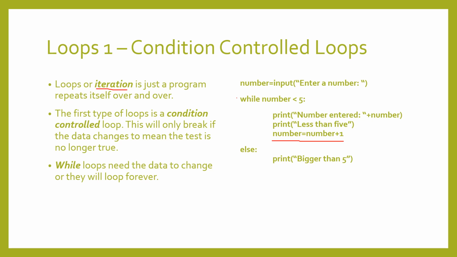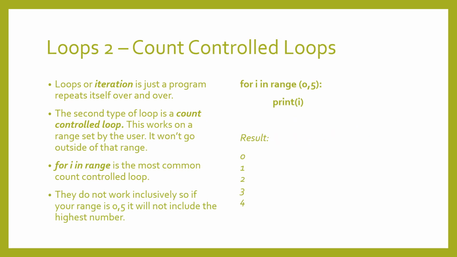As soon as it gets to 5, so as soon as the number becomes 5, it knows to ignore it, all because it's indented, and it moves on to this next part of code that's on the same level as it. Alright, and that's why indentation is really important for while loops too. Right, the next one's called a count controlled loop.